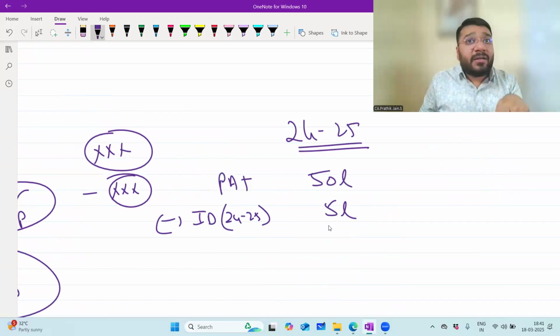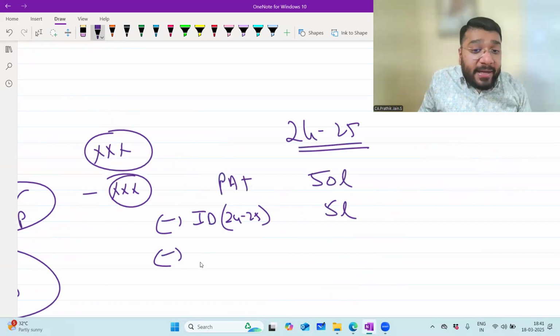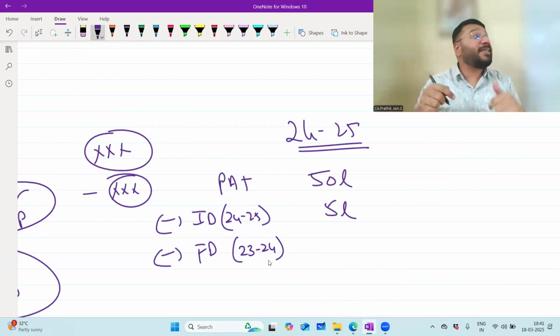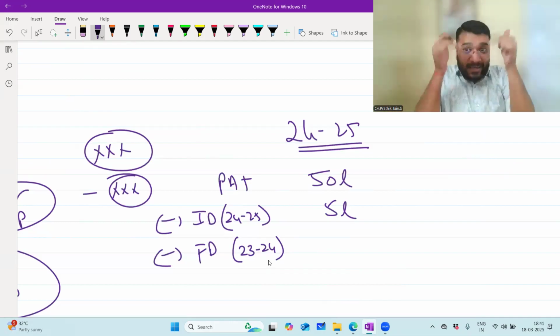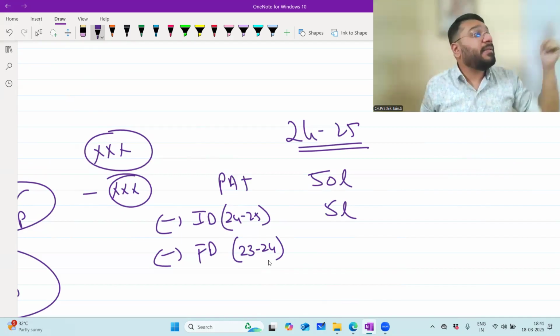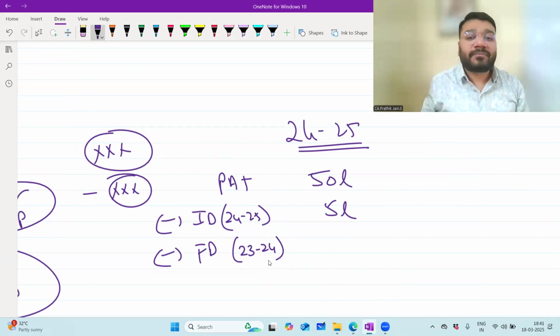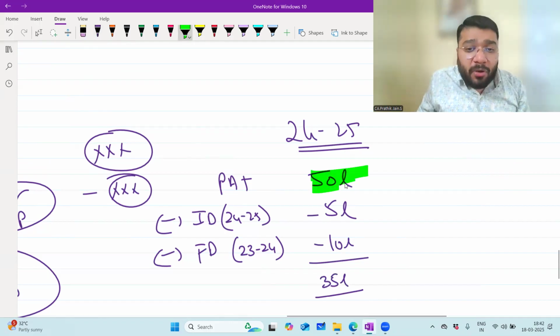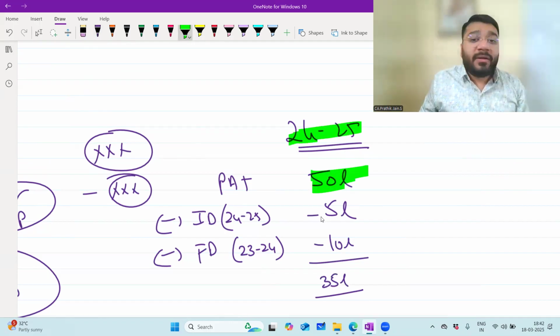But final dividend will not be of the current year. Final dividend will be of the previous year. So when I'm minusing the final dividend, this will be of 23-24, because 23-24 dividend in the current year's financial year, in the year AGM, I'll be passing the approval of dividend entry. And hence, this 10 lakh is being subtracted. So what is the balance profit? 35 lakh rupees. So if you see, 50 lakh is the profit of 24-25. This 5 lakh is the dividend of 24-25.